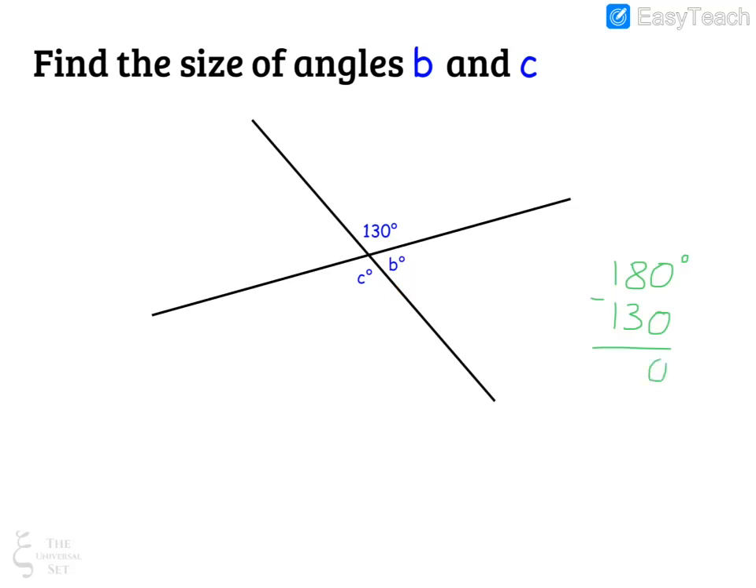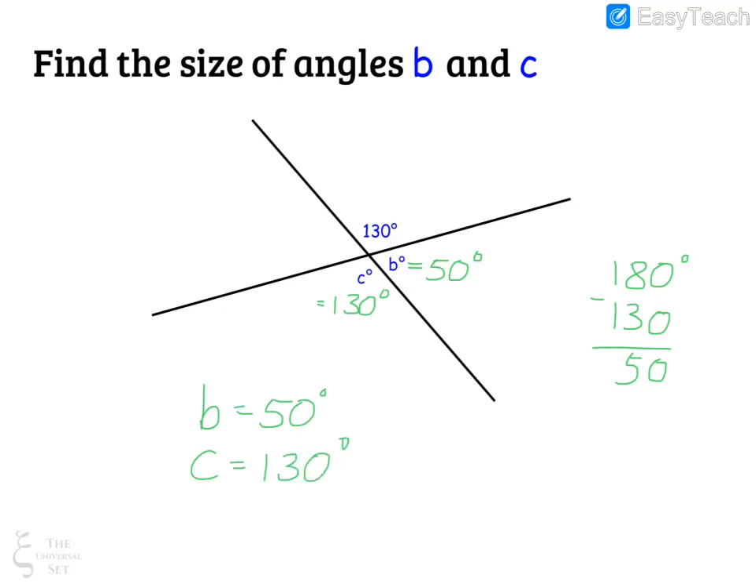0 take 0 is 0, 8 take 3 is 5, 1 take 1 is nothing, so this bit must be 50 degrees. And how about C? Well, these guys are vertically opposite. Do you remember? Because you've got this crossing point here, so the ones that are opposite are going to be equal, so this C is going to be 130 degrees. Cool, so my answer is B equals 50 degrees and C equals 130 degrees.